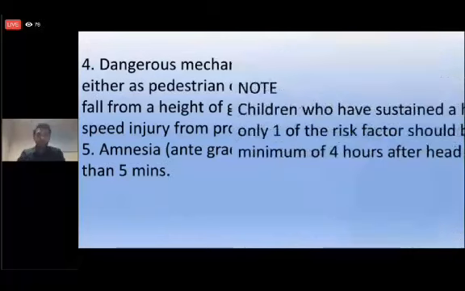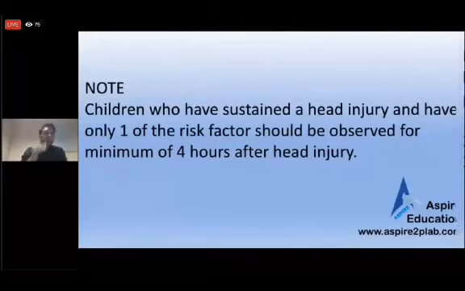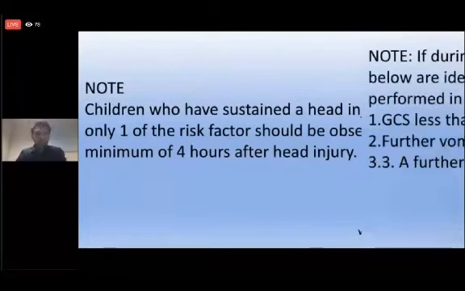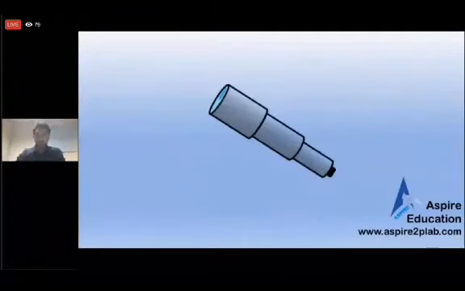Children who have sustained a head injury and have only one of the risk factors should be observed for a minimum of 4 hours. As we spoke, you always observe for 4 to 6 hours and then you discharge the child home. And as we spoke, if anything happens during the observation, you do a CT scan within 1 hour again. So what are those? GCS less than 15, any single episode of vomiting, any further episode of drowsiness.